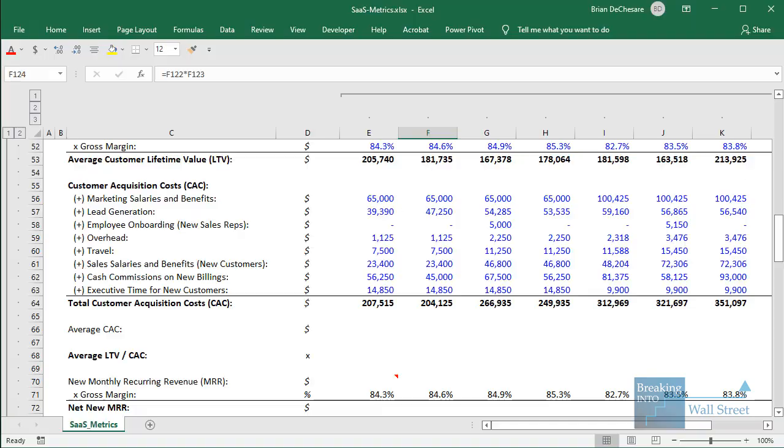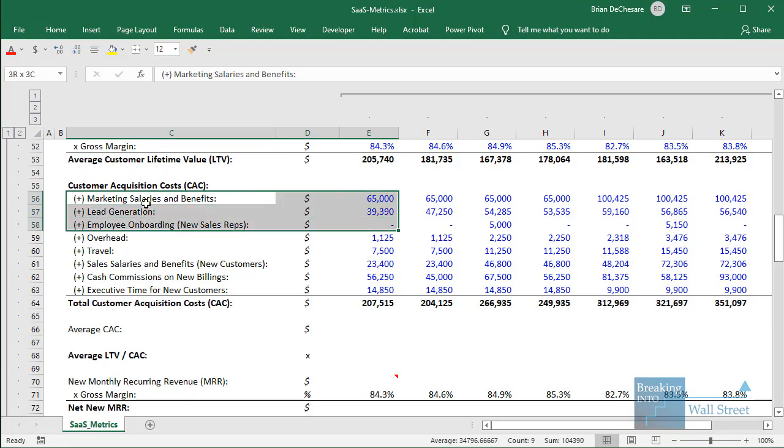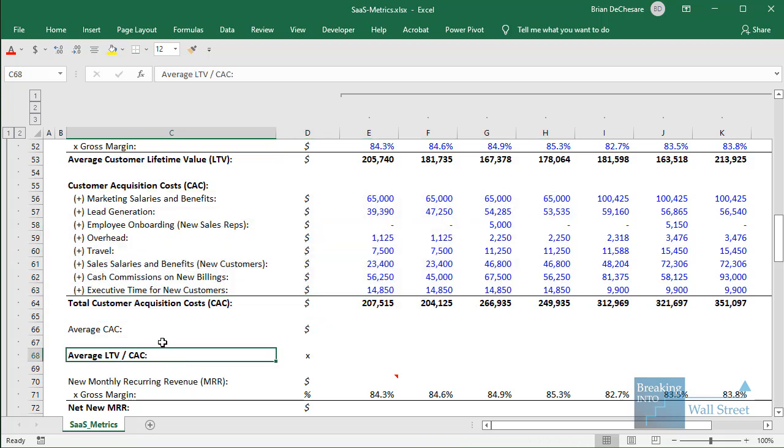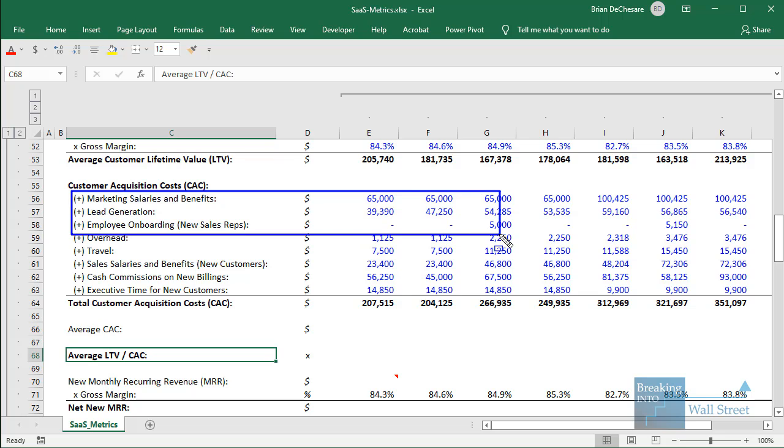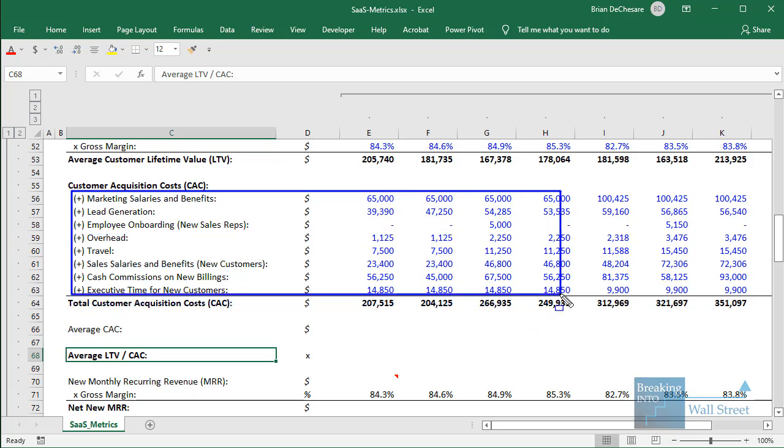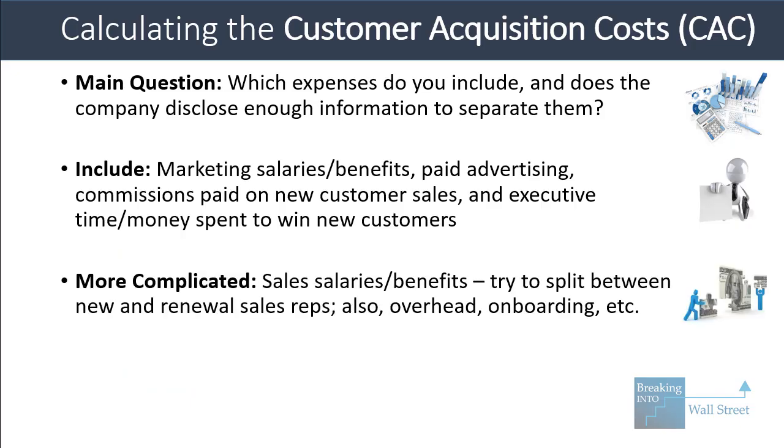If you look at our columns here, I'm taking all these numbers from elsewhere in a much more complex model, but you can see these types of categories: marketing, salaries and benefits, lead generation, in other words, paid advertising campaigns, sales, salaries and benefits, cash commissions on new sales, executive time. All these are pretty standard. With sales, salaries, and benefits, technically you should try to split it between new and renewal sales reps. And then you have other expenses like overhead, onboarding, and it's not clear if they should be included or not. We are including them here, but if you couldn't separate them out and assign some to new customers versus renewal customers, I probably wouldn't bother with this.